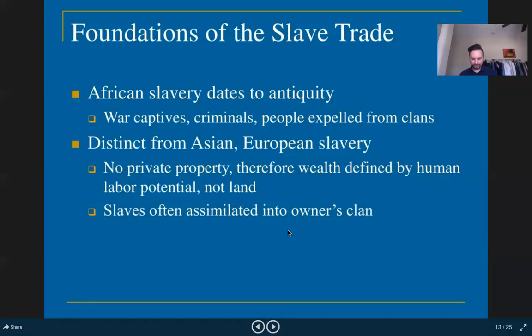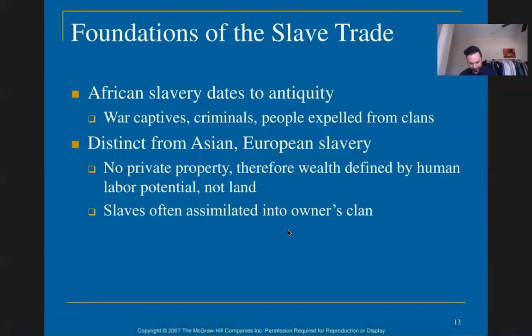Foundations of the slave trade. So we know that Columbus was probably the first person to suggest using Africans as slaves. There's a letter supposedly written by Columbus that said that the Indians were not really good workers, and that probably the people best suited for this kind of tropical atmosphere, who were strong and hard workers, were the Africans. And so that's how the slave trade began.